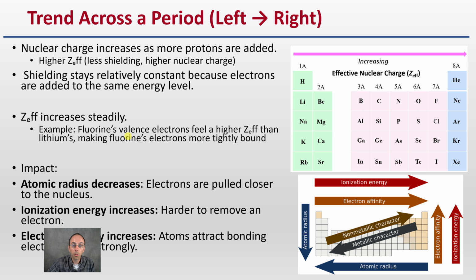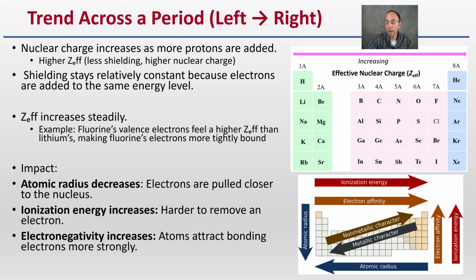For example, fluorine's valence electrons feel a higher effective nuclear charge than lithium, making fluorine's electrons more tightly bound. If we look here again at our periodic table, at fluorine, we have all those electrons being added to that outer shell. We haven't changed the physical distance, so we get a stronger pull. What does that pull do?